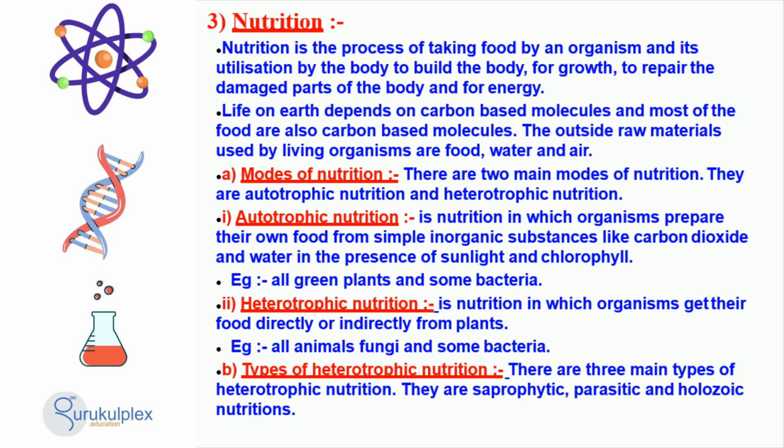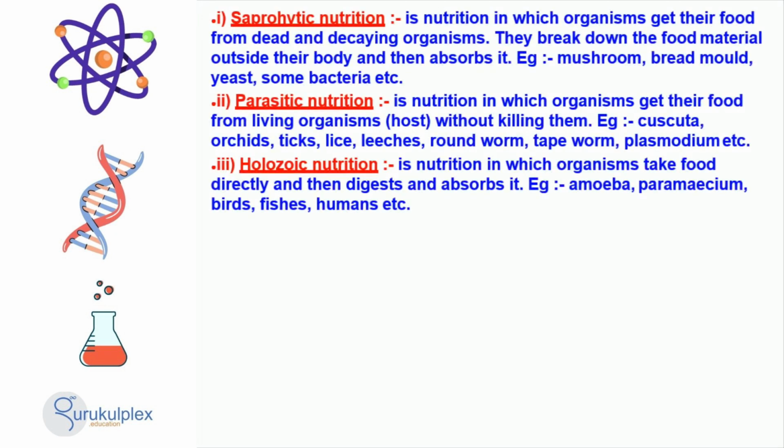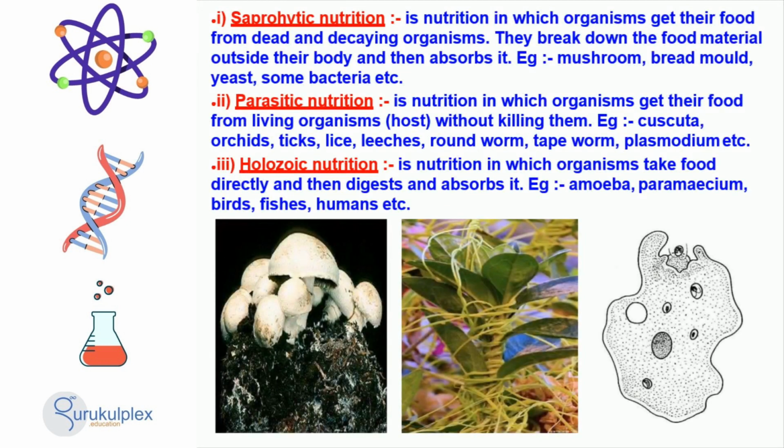Heterotrophic nutrition requires organisms to obtain their food directly or indirectly from plants. Examples of this are animals, fungi, and some bacteria. Additionally, there are three main types of heterotrophic nutrition: saprophytic, parasitic, and holozoic nutrition. Heterotrophic nutrition is a type of nutrition where organisms rely on other organisms for their food source. Through this, three methods of nutritional uptake can be seen: saprophytic, parasitic, and holozoic nutrition.